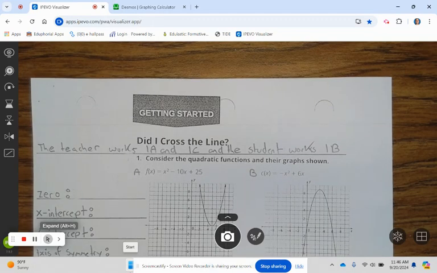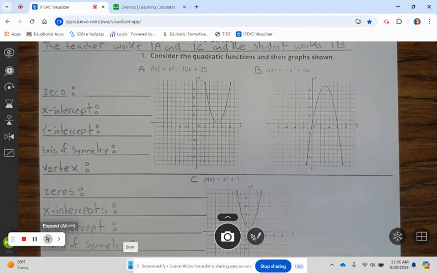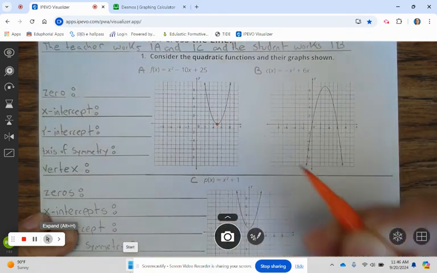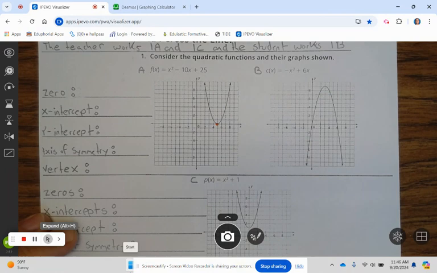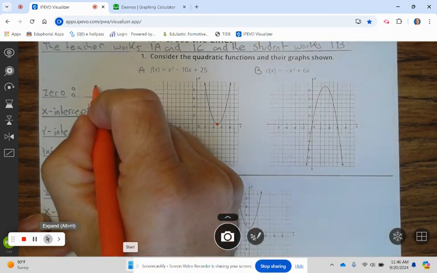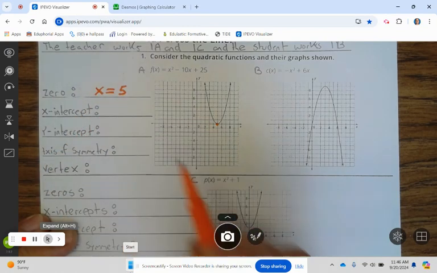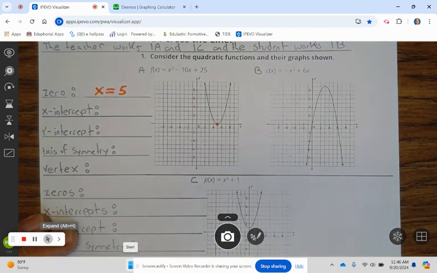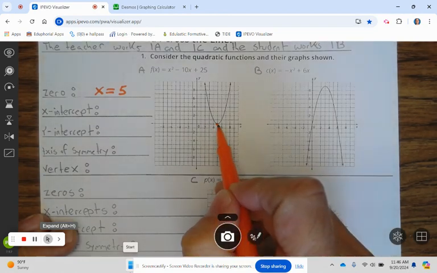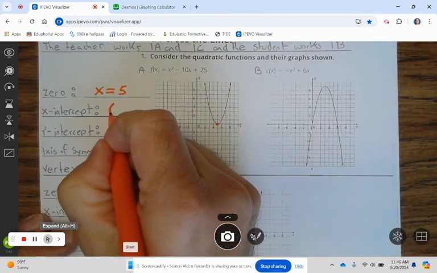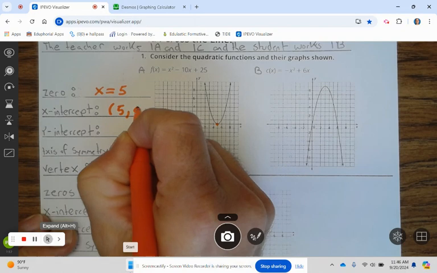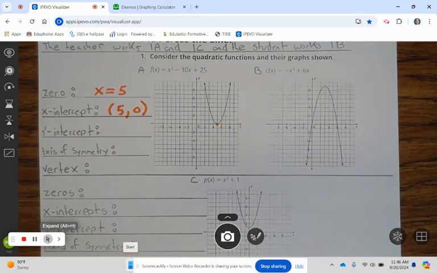All right, number 1. The 0 is this point right here, which is x equals 5. Now, the x-intercept is the same point, which is 5, 0. So the 0 and the x-intercept are the same thing. Okay?